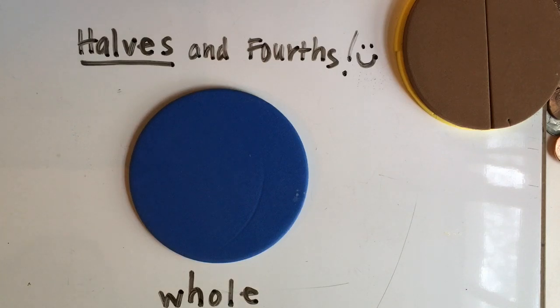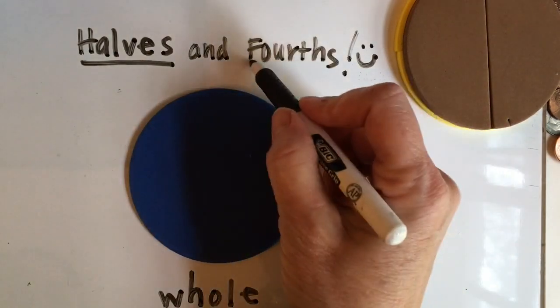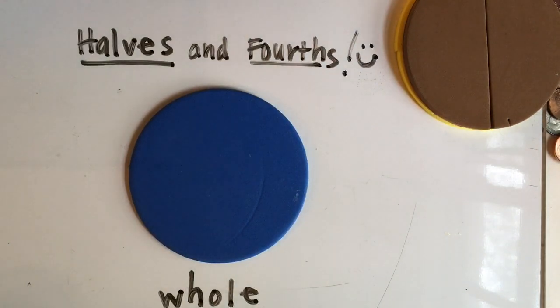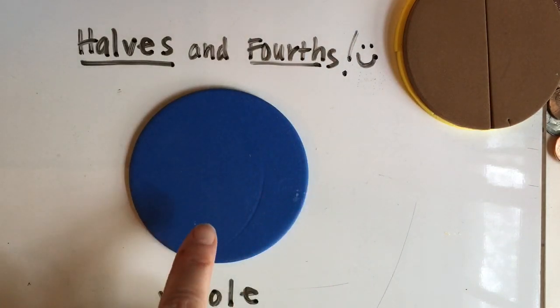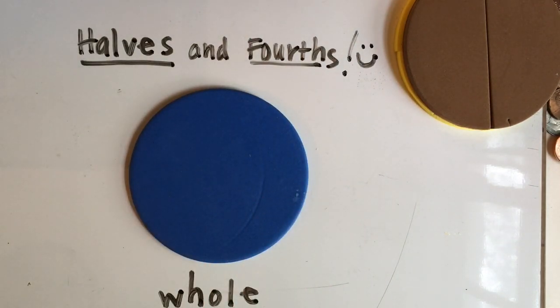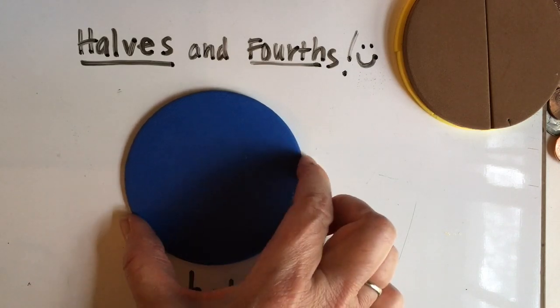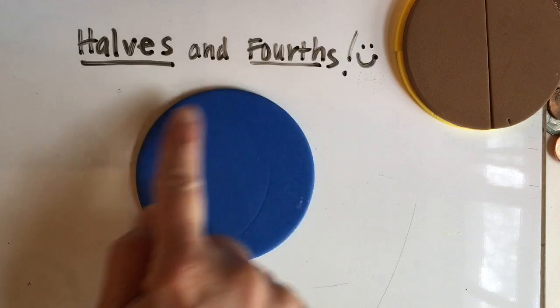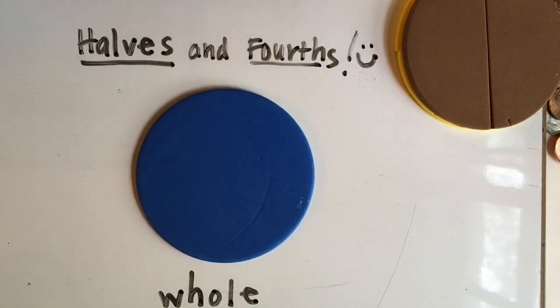Young people, today we're going to talk a little bit more about fractions. I want to focus today on halves and fourths. I'm starting out with a little model to use for our fractions today. And this is our whole when we're looking at these circular models.